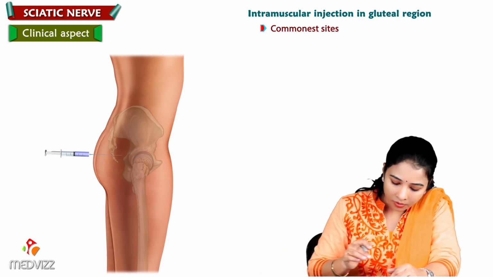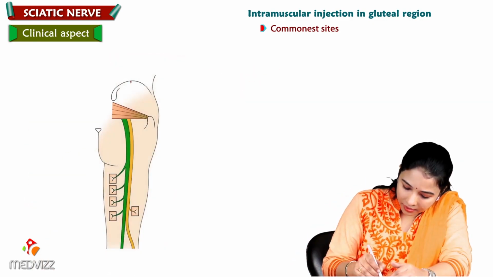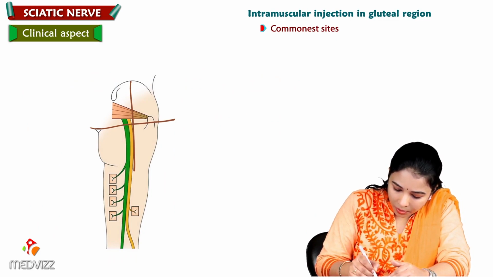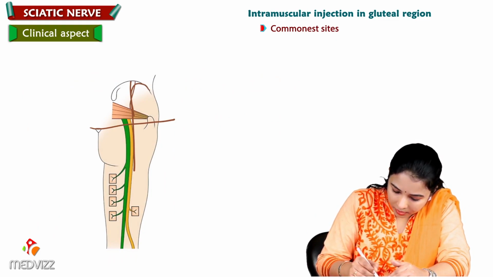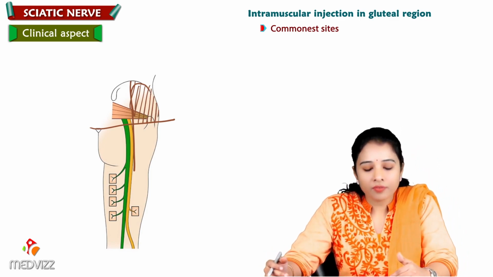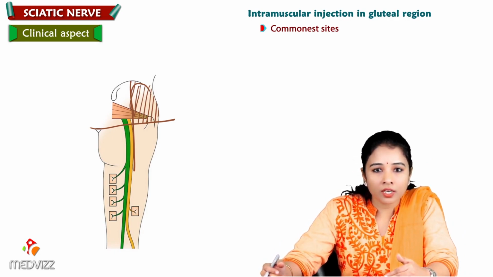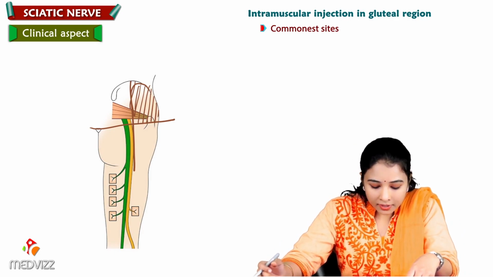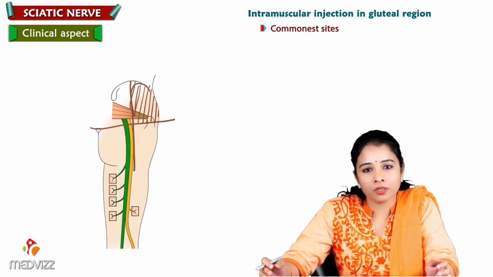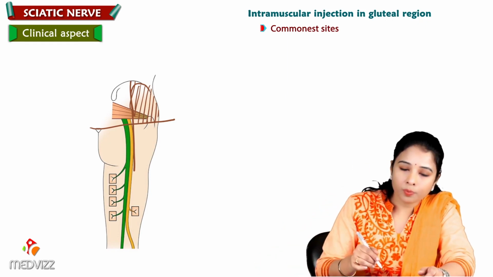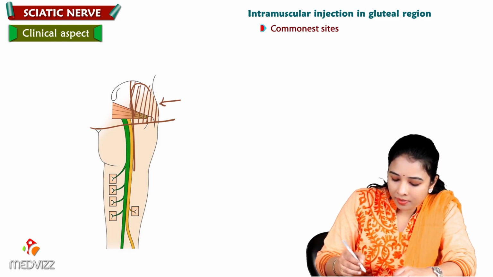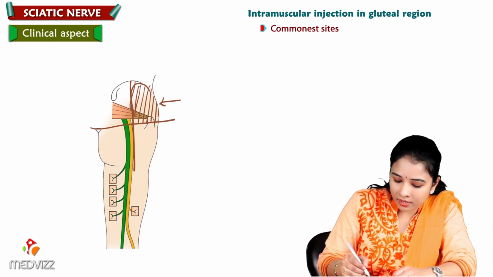So if we divide the gluteal region into four parts, the superolateral part is considered the safe area, where there is no neurovascular component deep to it. The sciatic nerve lies somewhere in the superomedial and inferior quadrants of the gluteal region. So the superolateral quadrant of the gluteal region is considered the safe area where we administer intramuscular injections.